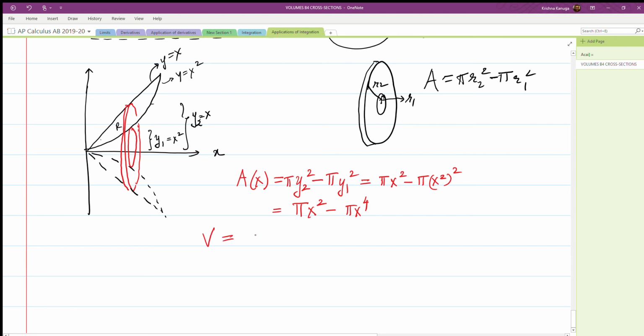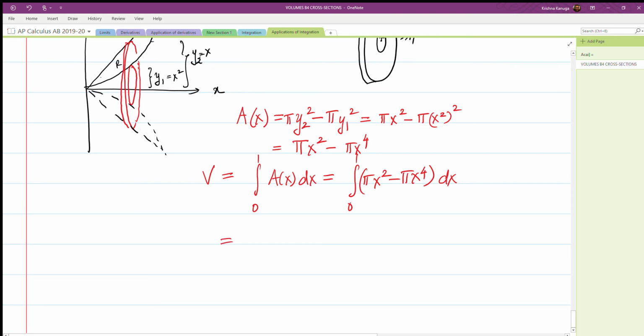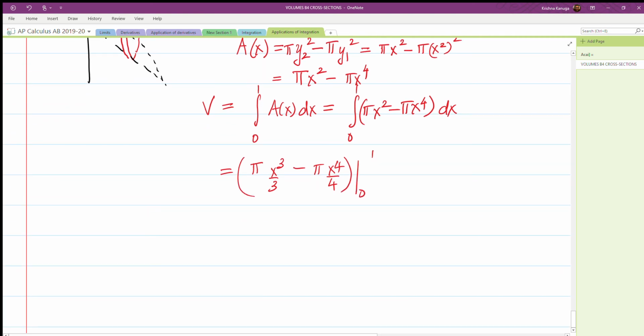Now we can find our volume. Volume is once again from 0 to 1, because that's where they intersect, of A of x dx, which is the integral from 0 to 1 of pi x squared minus pi x to the fourth dx. This will be equal to pi times x cubed over 3 minus pi times x to the 4 over 4, everything from 0 to 1. Putting in our limits, we end up with pi over 3 minus pi over 4, which is pi divided by 12. So this is the volume of revolution about the x-axis.